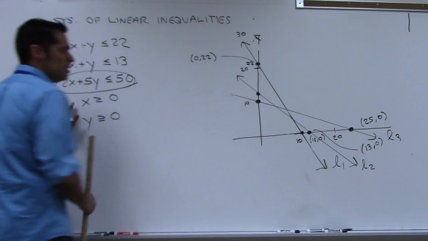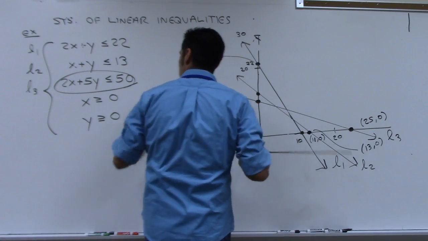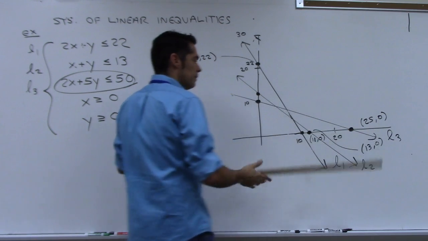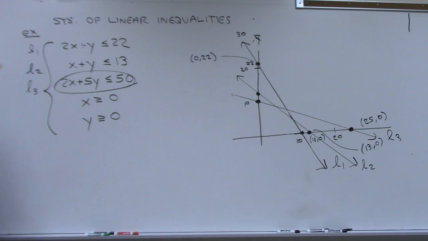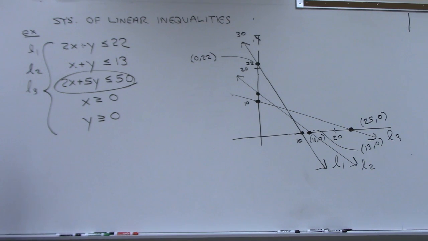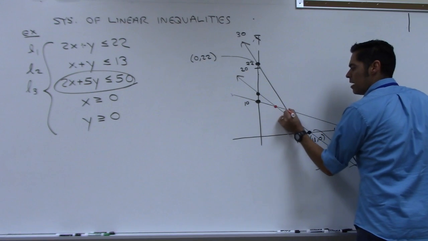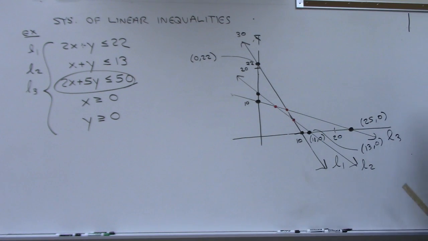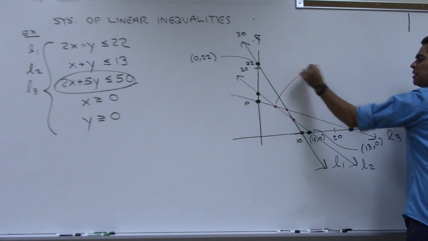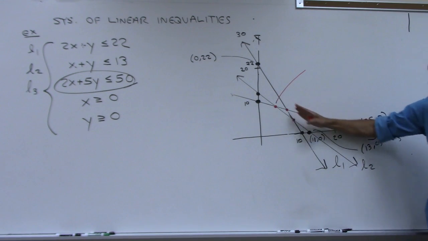And then x is bigger than 0. That's stuff to the right. Y is bigger than or equal to 0, stuff up here. Well, now you'd have to see where they overlap. Also, I'm going to run out of time. You have to figure out where these points intersect also. Let me look at this point right here. This would be the intersection of which two lines? This is L3 and L2.